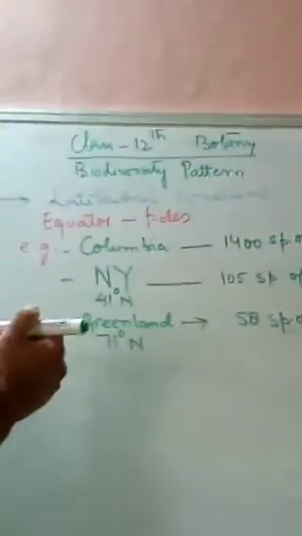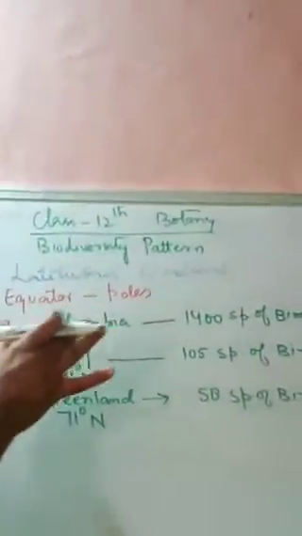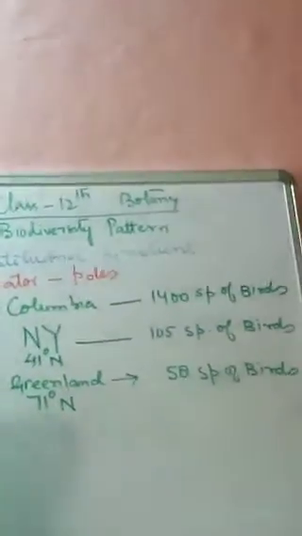Now, the place which is found near the equator is called a tropical area.